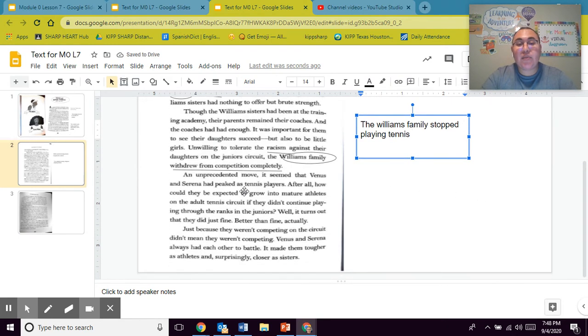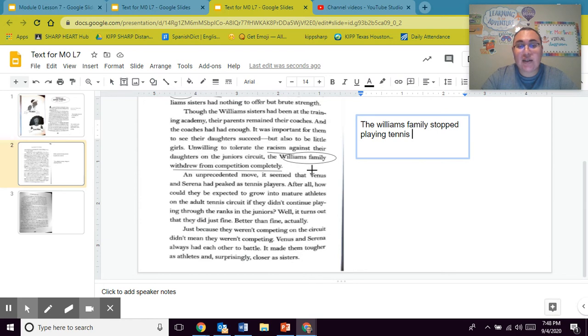An unprecedented move. It seemed that Venus and Serena had peaked as tennis players. After all, how could they be expected to grow into mature athletes on the adult circuit if they didn't continue playing through the ranks in the juniors? Well, it turns out that they did just fine. Better than fine, actually.